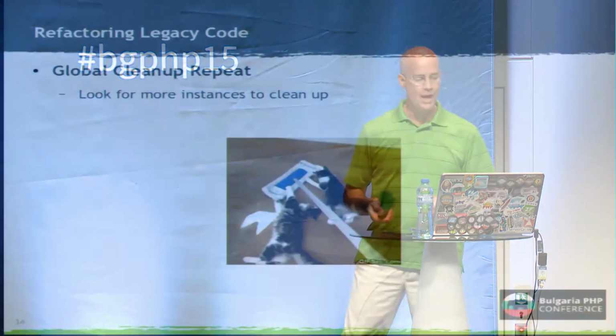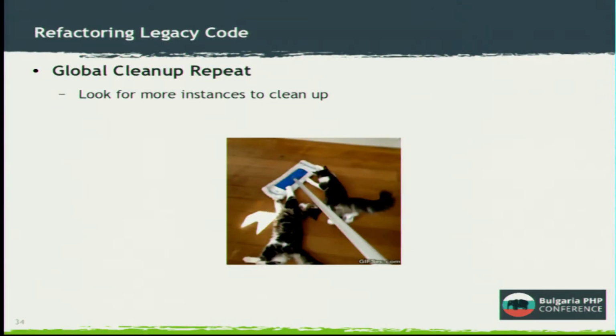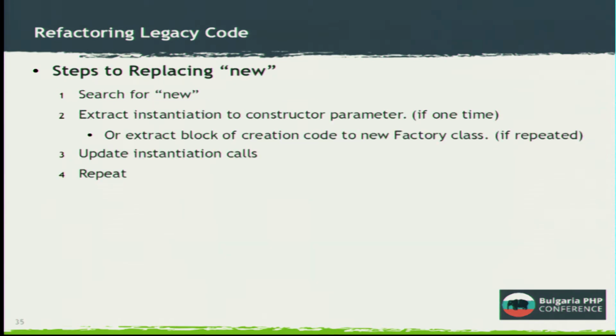And then after we've cleaned up globals, now we can start focusing more on the structure of our application and really start to make sure that our auto-loading is used. So we want to start searching for new. We want to start searching for instantiations within our code base. And so we do that.